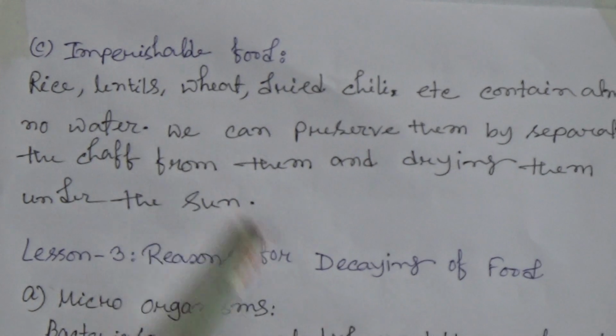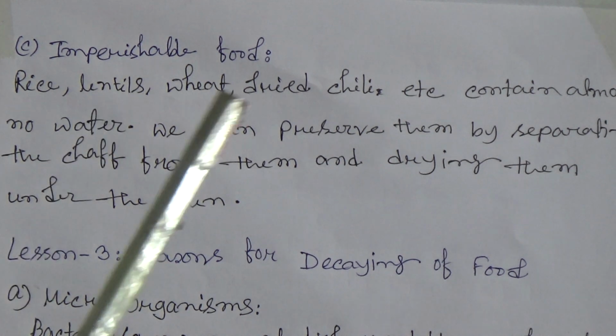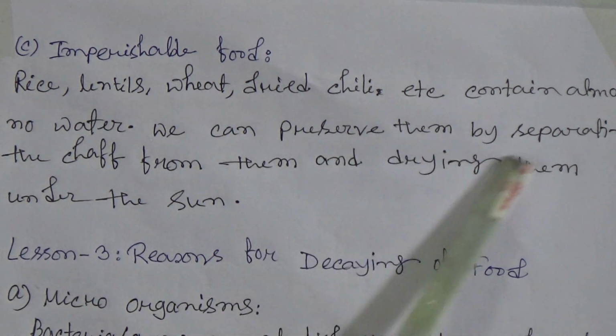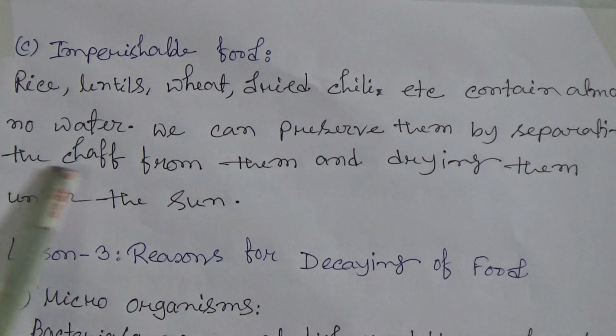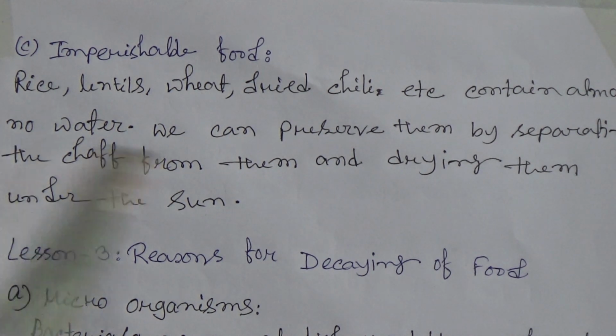Rice, lentils, wheat, dried chili, etc. contain almost no water. We can preserve them by separating the chaff from them and drying them under the sun. Okay, so this is the process how we can preserve the imperishable foods.